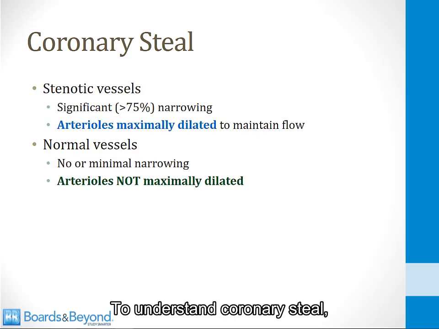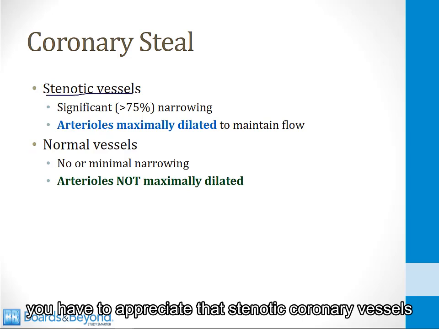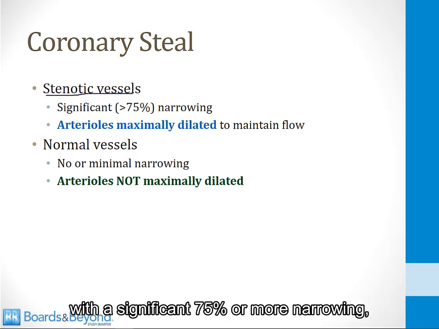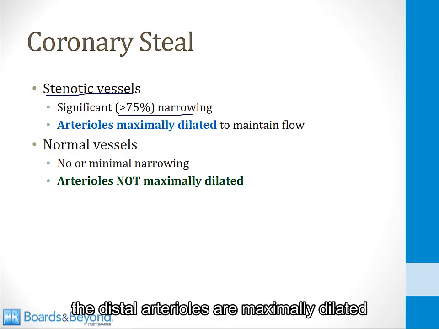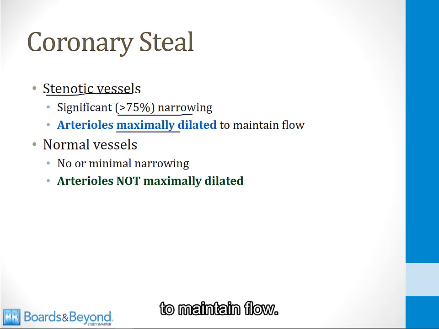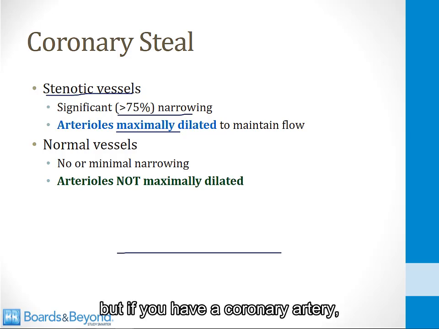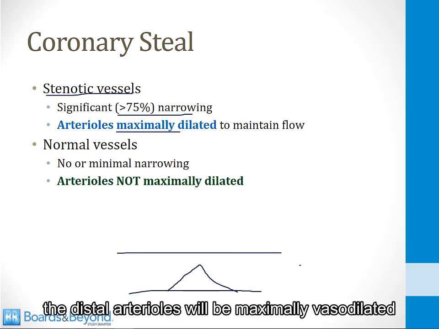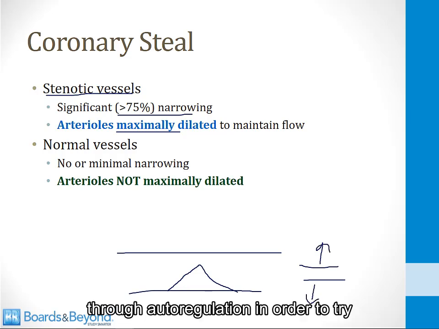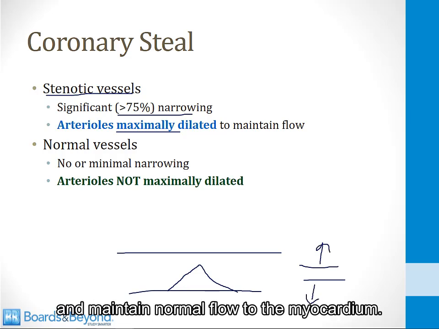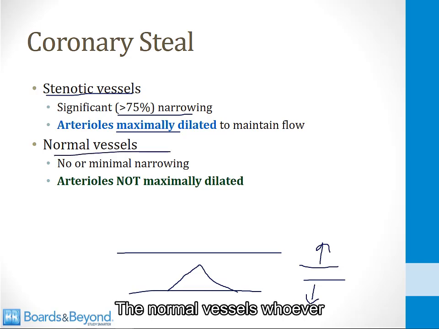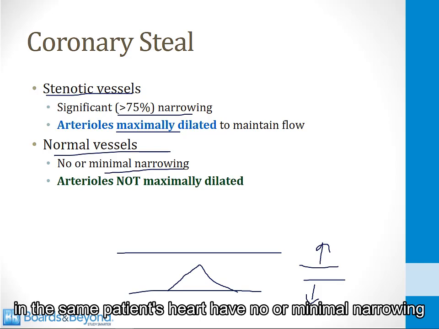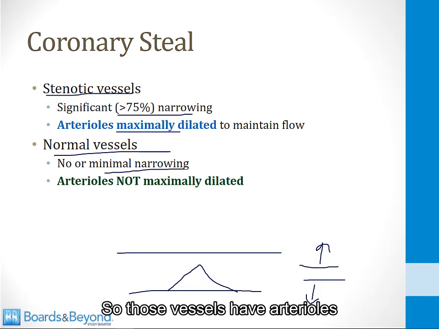To understand coronary steal, you have to appreciate that in stenotic coronary vessels with a significant 75% or more narrowing, the distal arterioles are maximally dilated to maintain flow. I mentioned this earlier in the video, but if you have a coronary artery and it has a 75% occlusion by plaque, the distal arterioles will be maximally vasodilated through autoregulation in order to try and maintain normal flow to the myocardium. The normal vessels, however, in the same patient's heart have no or minimal narrowing of the coronary arteries, so those vessels have arterioles that are not maximally dilated.